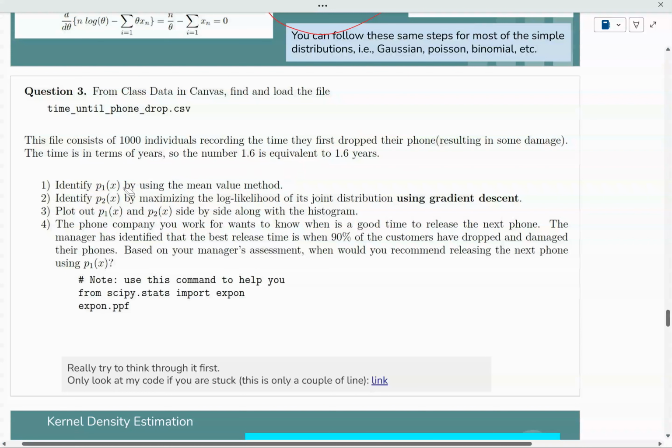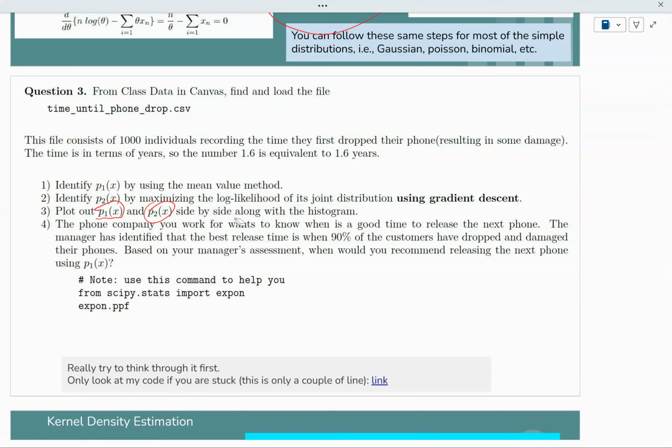And then once you know it, you can also solve the same problem using maximum likelihood and gradient descent. So use gradient descent, see if you can get the same solution. And then basically P1 is solved using the first method. P2 is solving what we learned today, the likelihood. And then what you want to do is plot out P1 and P2 side by side along with the histogram. P1 and P2 should look very similar to each other.